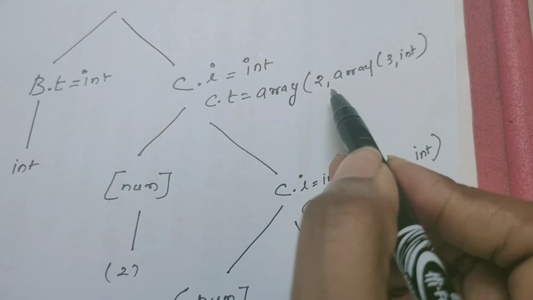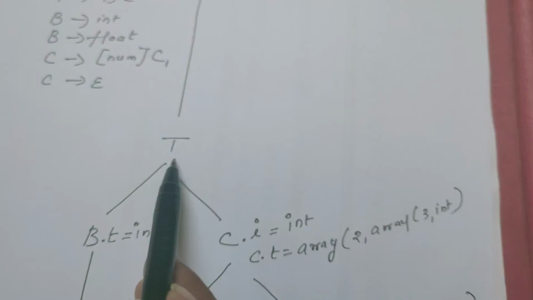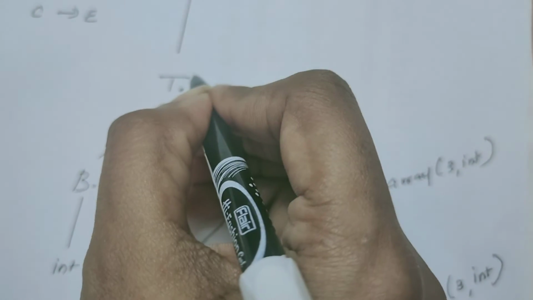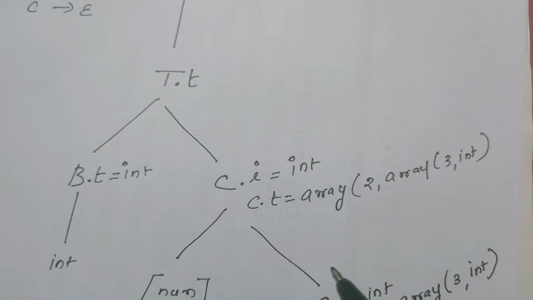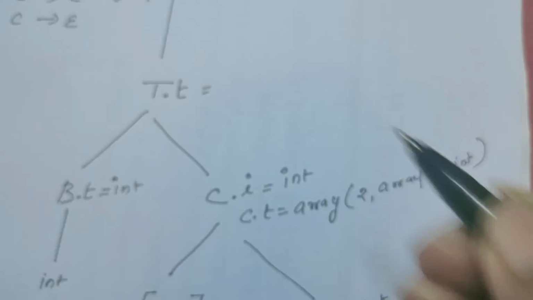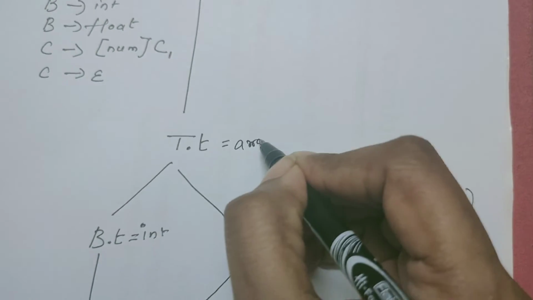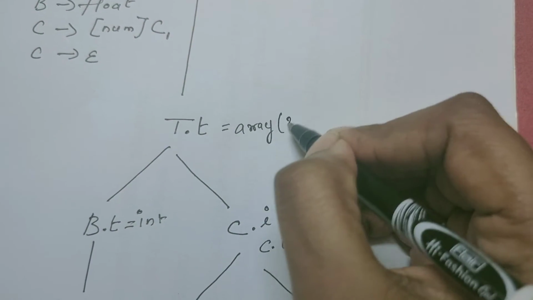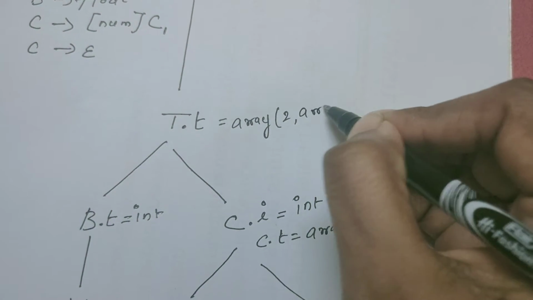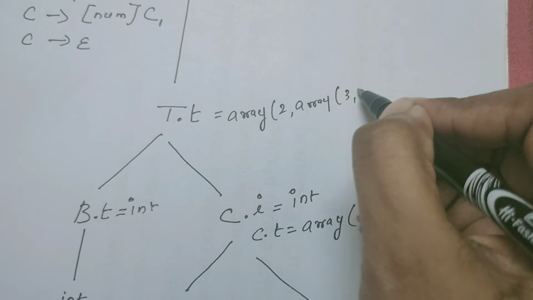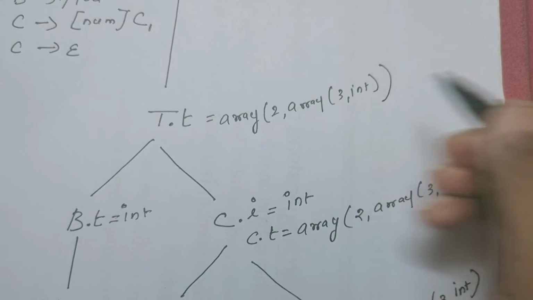Now this value is being passed to its root node. The root node attribute is also a synthesized attribute. So let us use the name T. T dot T is equal to array of 2 comma array of 3 comma integer. Okay, now I have roughly told it.